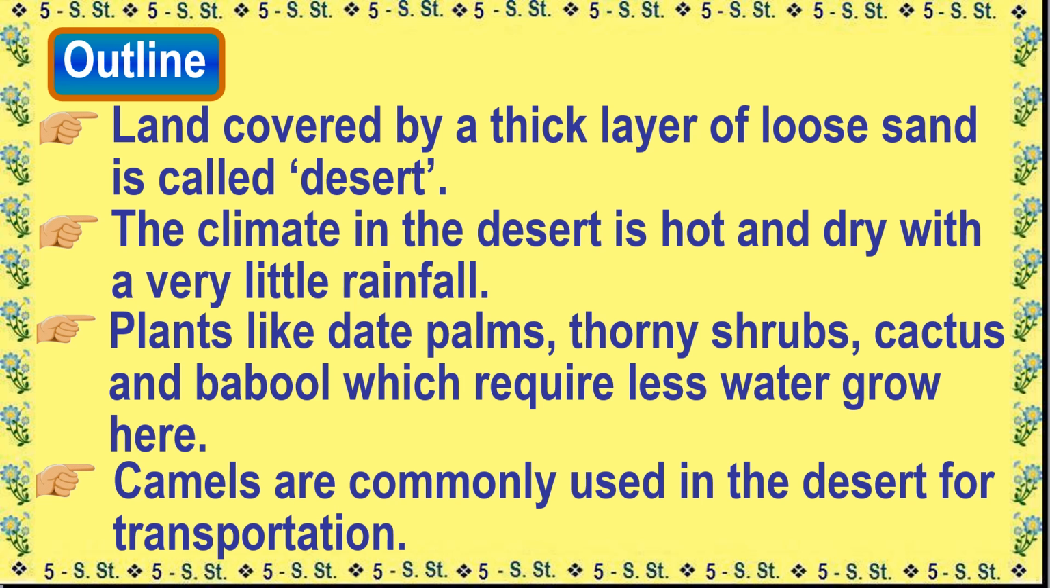Outline: Land covered by a thick layer of loose sand is called desert. The climate in the desert is hot and dry with very little rainfall. Plants like date palms, thorny shrubs, cactus, and babul, which require less water, grow here. Camels are commonly used in the desert for transportation.